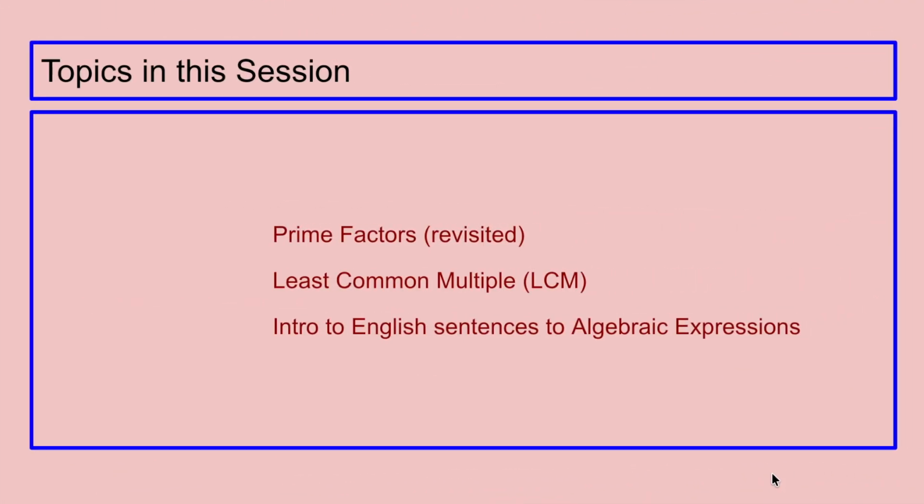Finding the prime factors of a number is one of the important concepts that we need to know before we even look at least common multiple, or what is called LCM. So we will see a few examples of prime factors again before we delve into the LCM concept. And also at the end we will see a few examples of how to convert English problems, that are given to us in word form, English sentence form, into algebraic equations to evaluate them.